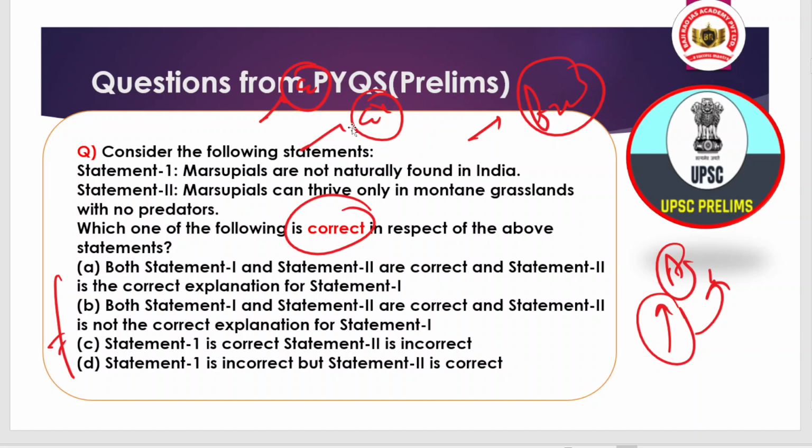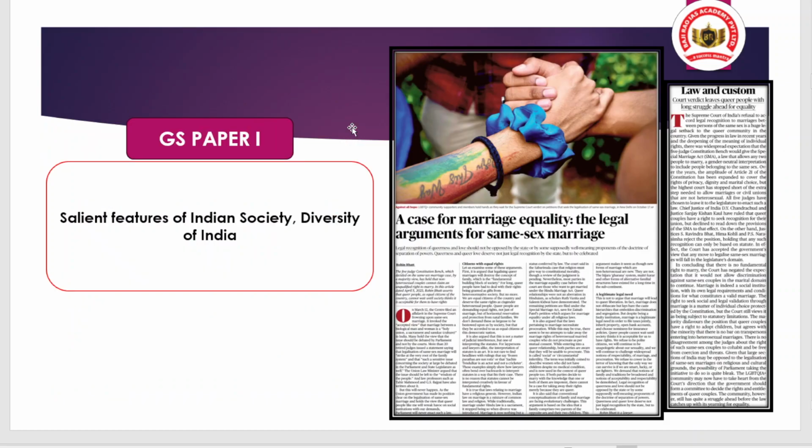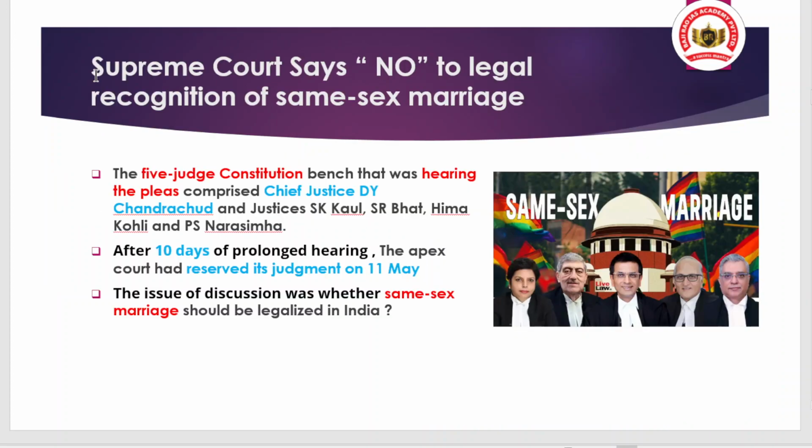Now we are shifting to the article discussion, and the first article is related to GS paper 1, and you can link this topic with Indian society. So what is the context? We already discussed yesterday that the Supreme Court was going to deliver its verdict on October 17. Now the verdict has come, and the Supreme Court says no to the legal recognition of same-sex marriage.